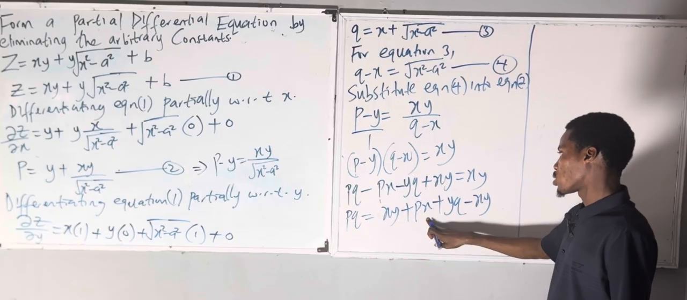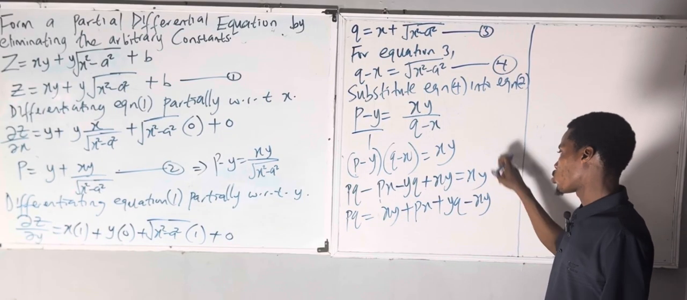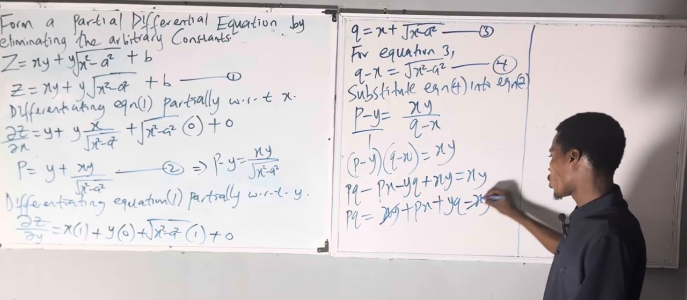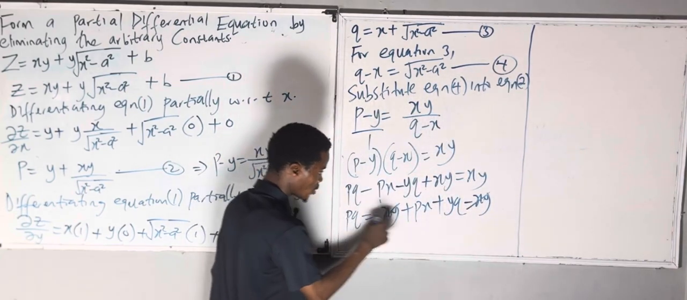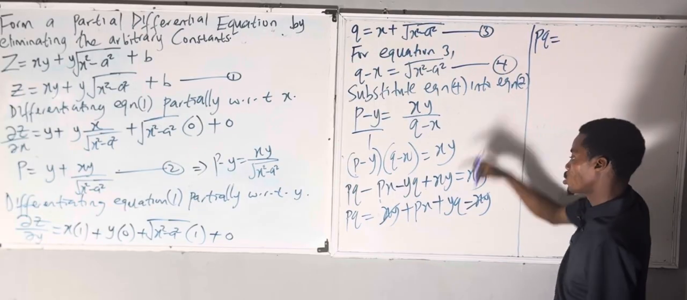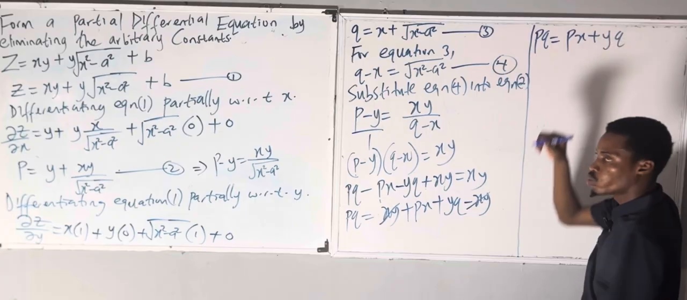We have xy already here. Take this one to here, plus px. Take this one to here, plus yq. Take this one to here, minus xy. This is plus xy minus xy. I'm going to cancel it out. I'll be left with pq is equal to px plus yq.